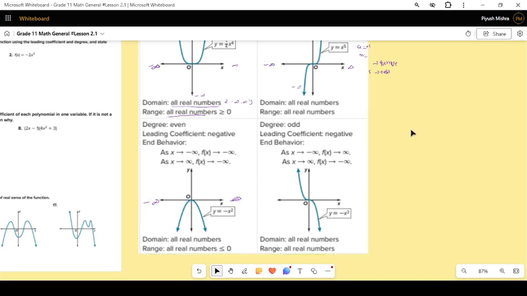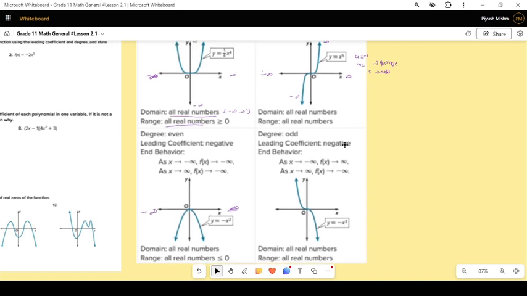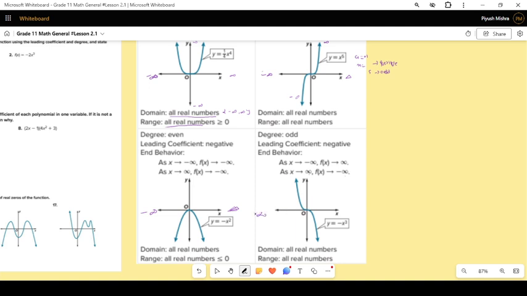Here what will happen if it is odd? The same process will happen. For the positive it was positive before, but this time it will not be like this. For negative x there will be positive y, and for positive x it will be negative y. So domain will be the same, all real numbers, and the range, because it is going from plus infinity to minus infinity, will be all real numbers.